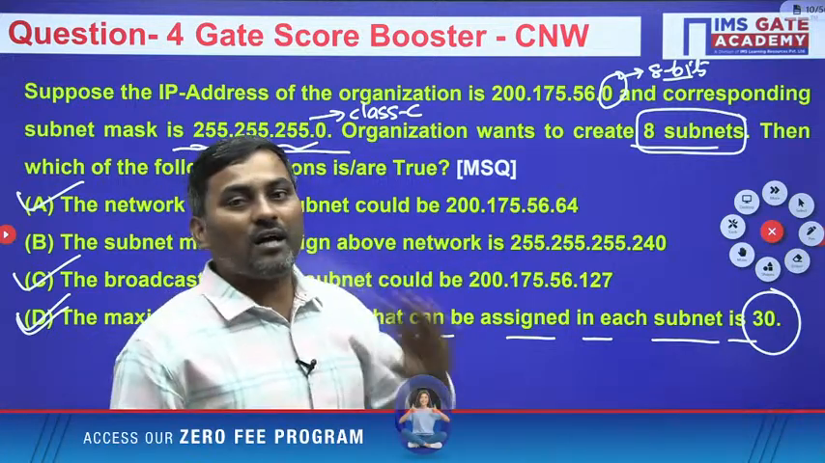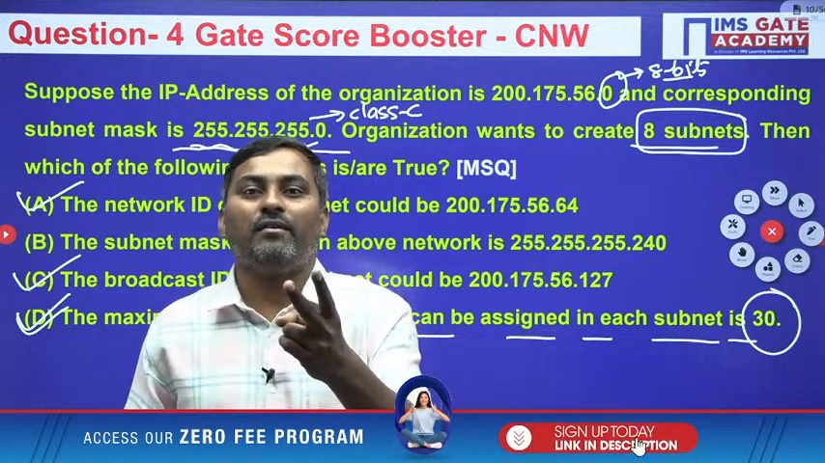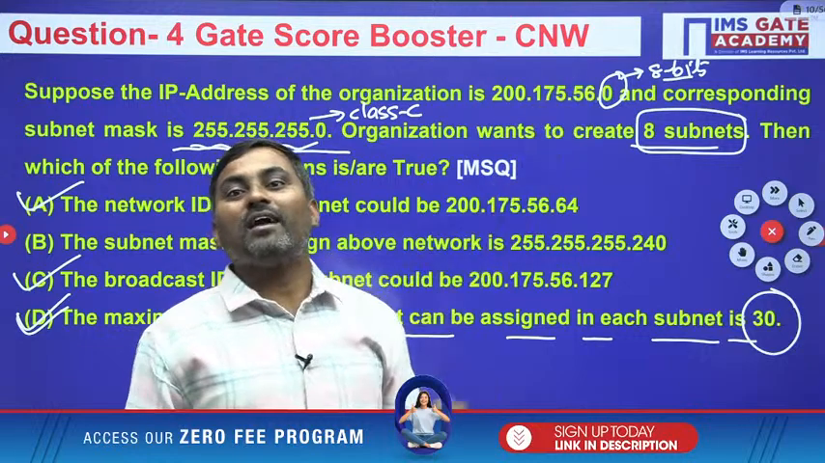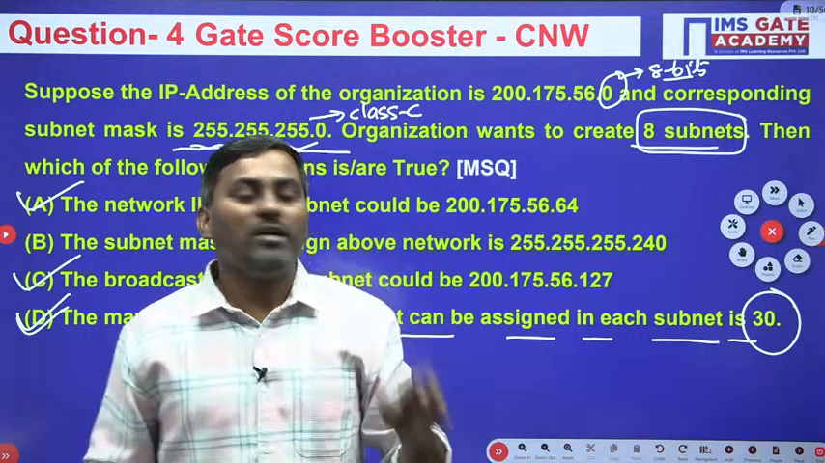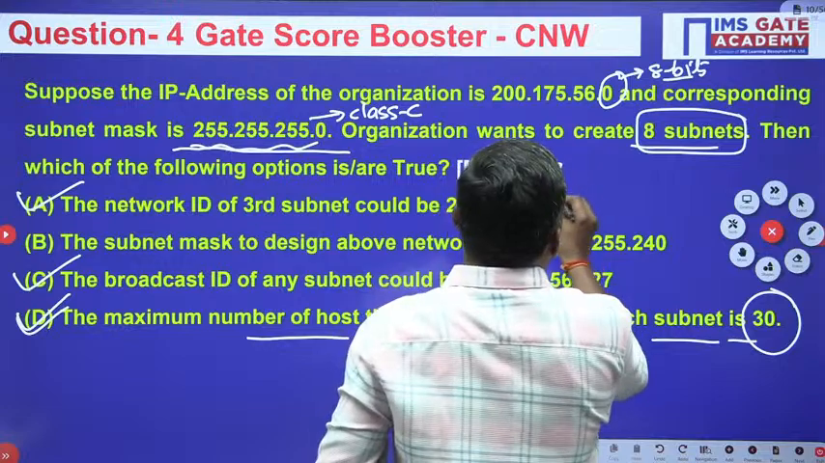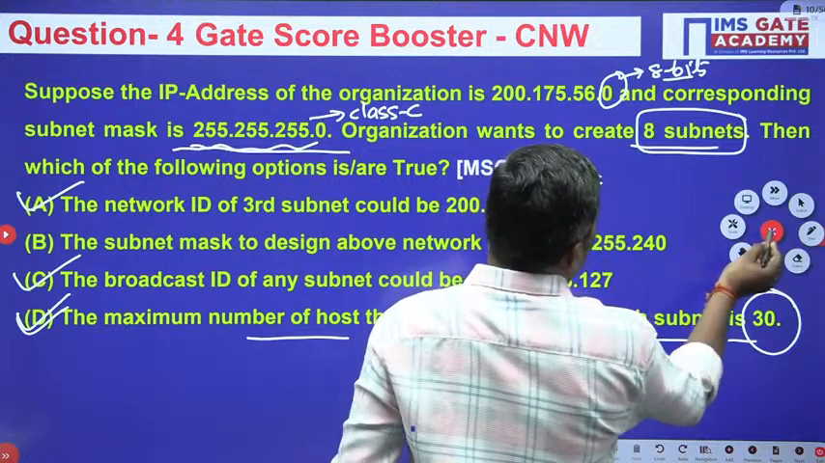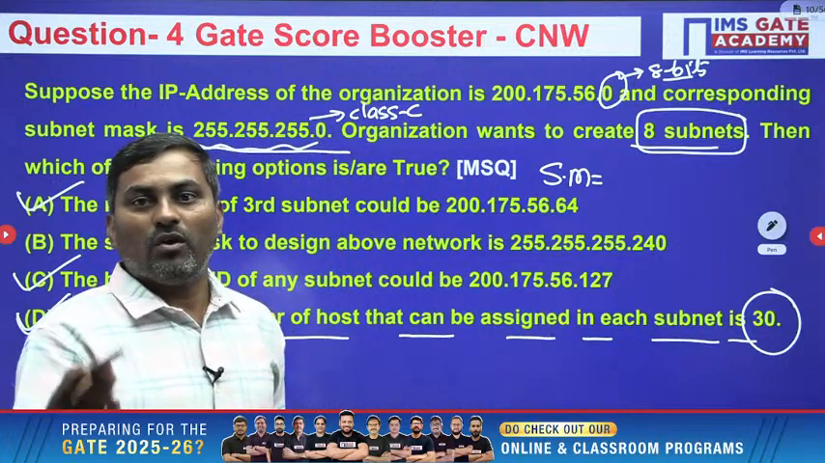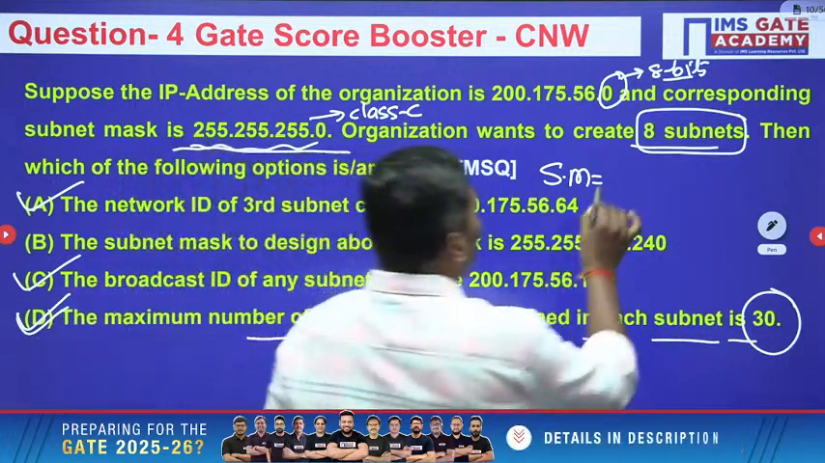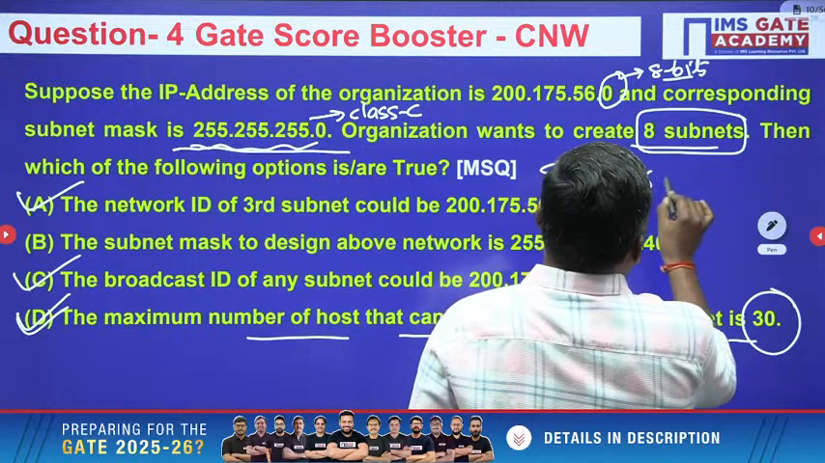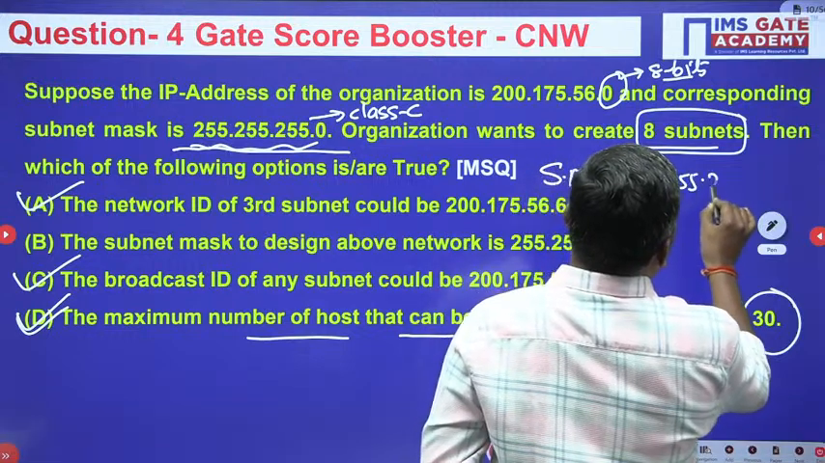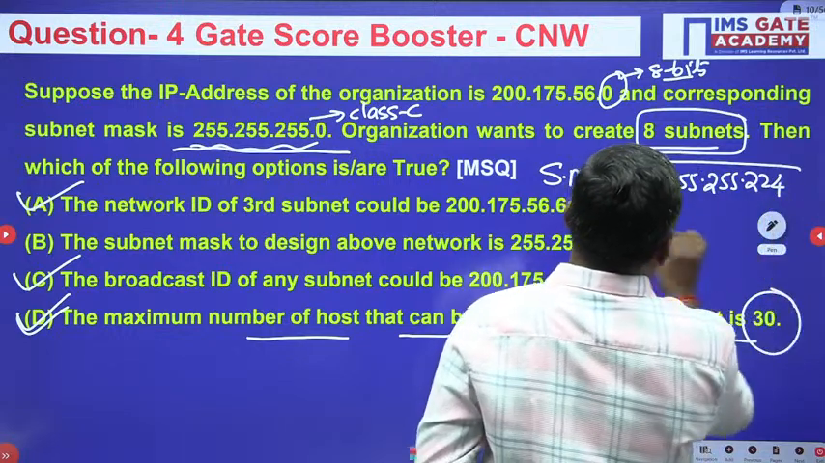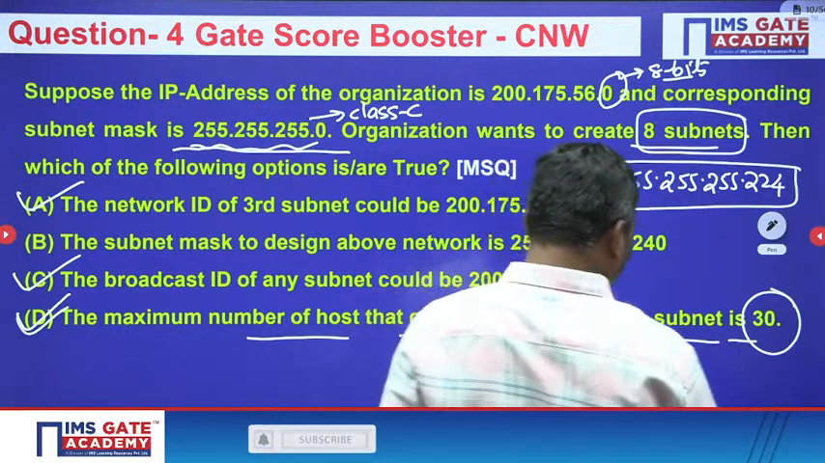So 3 bits are high. Already 24 bits are high, then 3 more bits are high. What is the value? That value will be 224. Can you tell me the subnet mask possible here after making 8 subnets? 224, very good. 255.255.255.224. I hope this is clear.